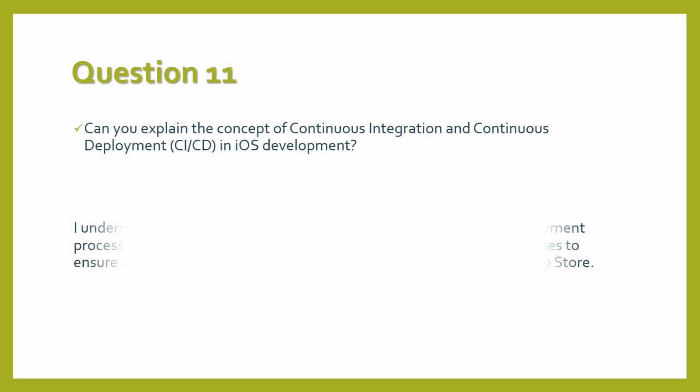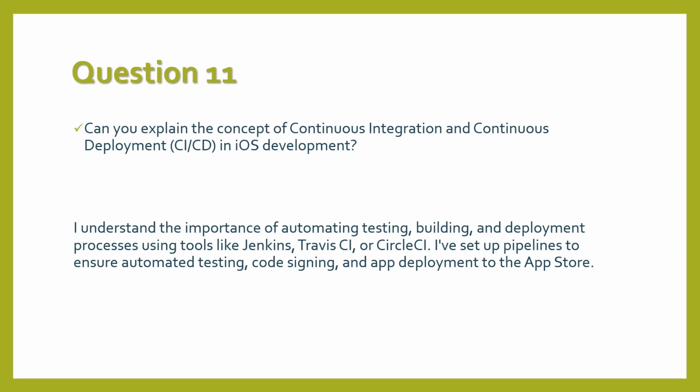Can you explain the concept of continuous integration and continuous deployment, CI/CD, in iOS development? I understand the importance of automating testing, building, and deployment processes using tools like Jenkins, Travis CI, or CircleCI. I've set up pipelines to ensure automated testing, code signing, and app deployment to the App Store.